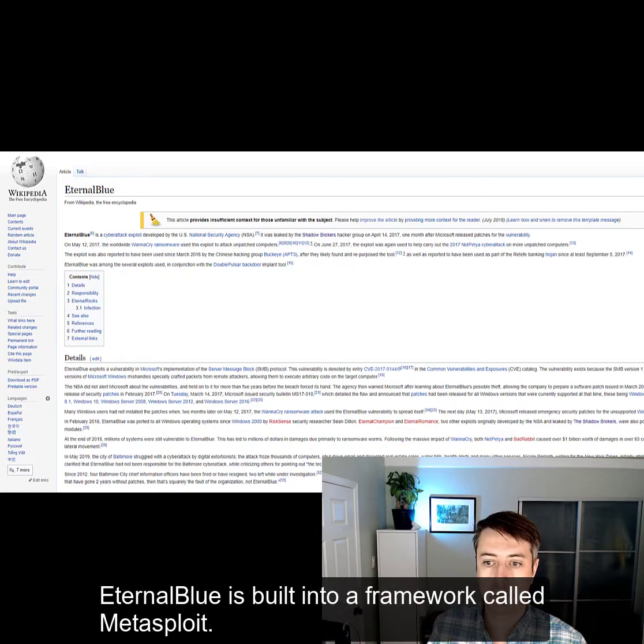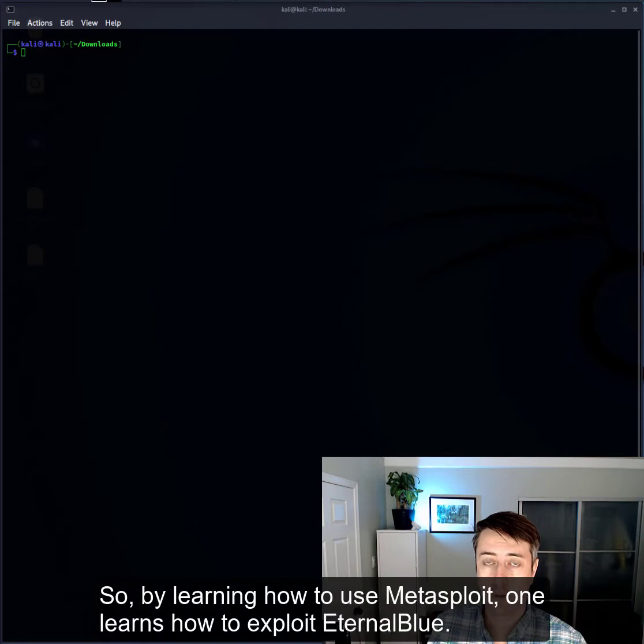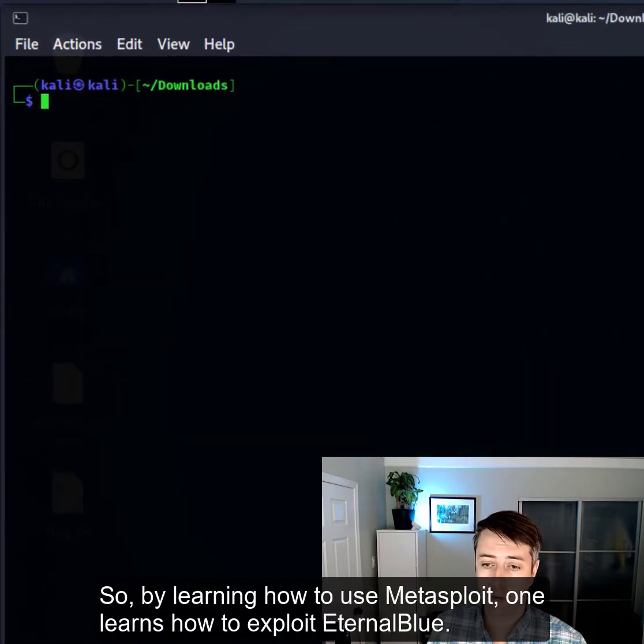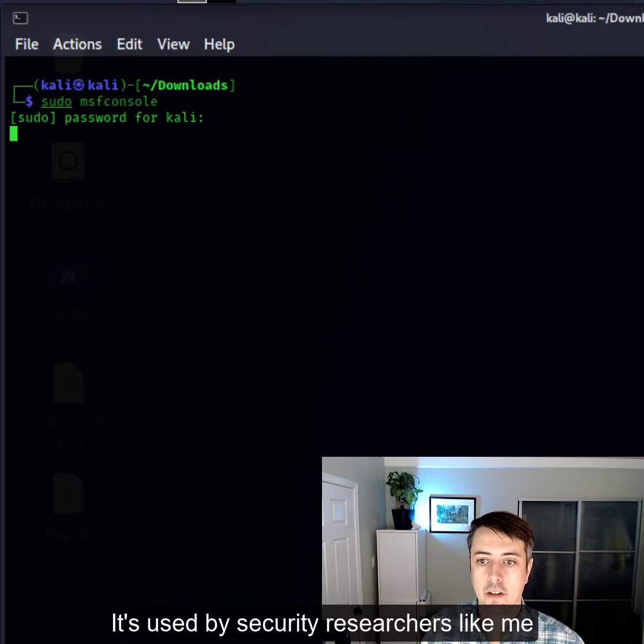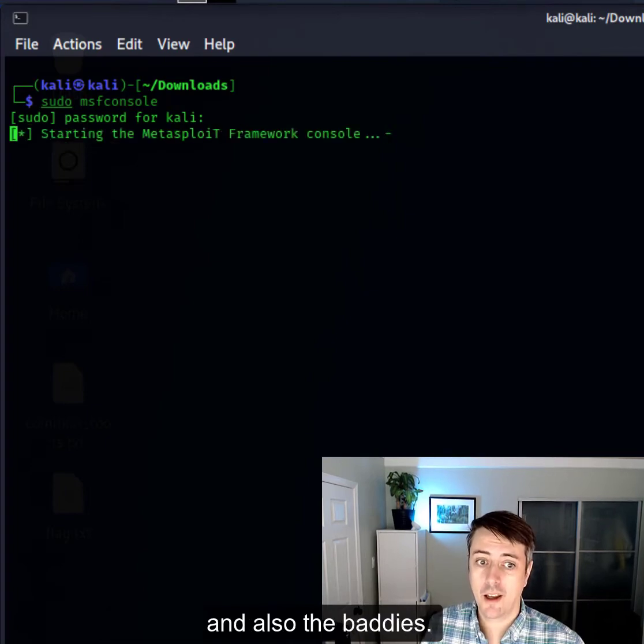EternalBlue is built into a framework called Metasploit. So by learning how to use Metasploit, one learns how to exploit EternalBlue. Metasploit is a framework for creating and deploying exploits. It's used by security researchers like me, and also the baddies.